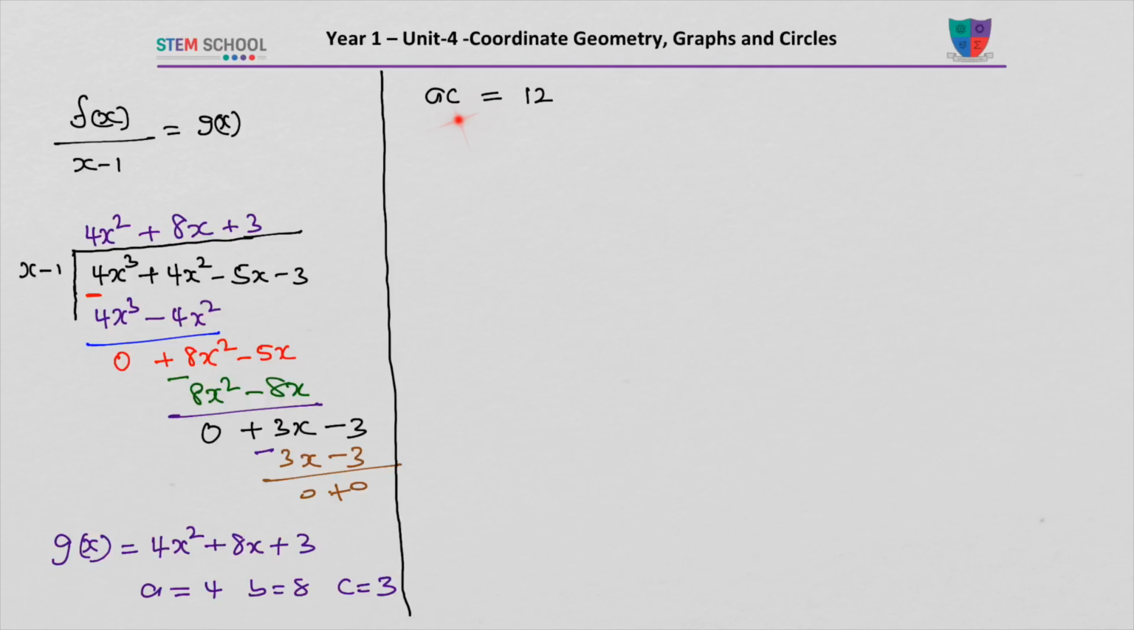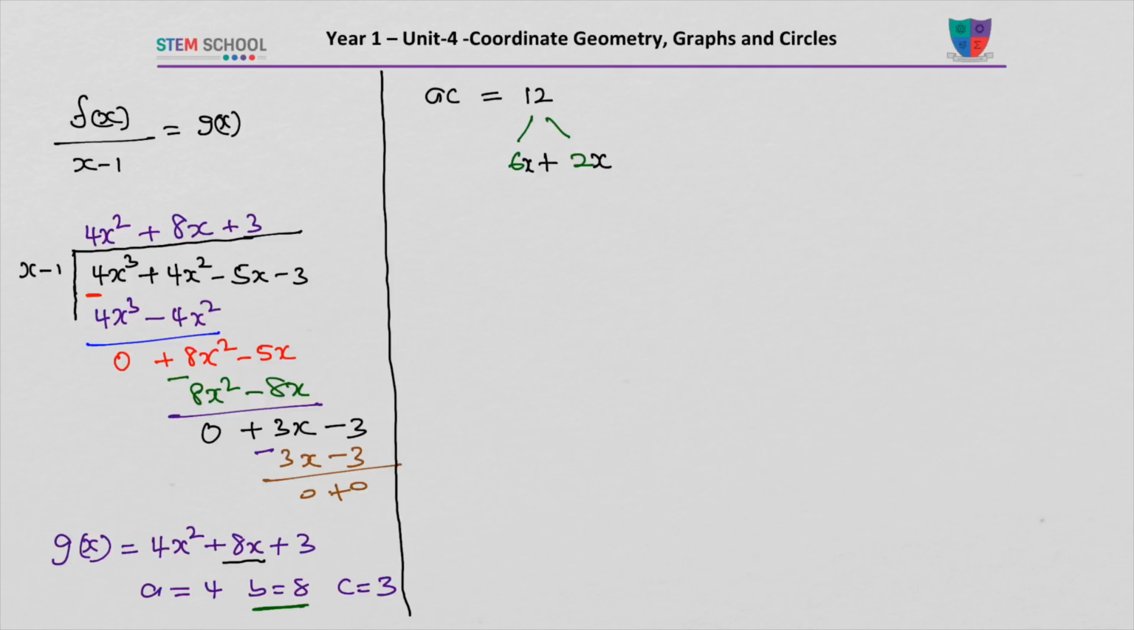So I'm looking for AC in order to factorize this. AC is 4 times 3, that's 12. So I'm looking for two numbers I can add to get 8, and when I multiply them, I get 12. So I'm thinking 6 and 2, and I'm going to add them together to get the 8. So 6x plus 2x will give me 8x.